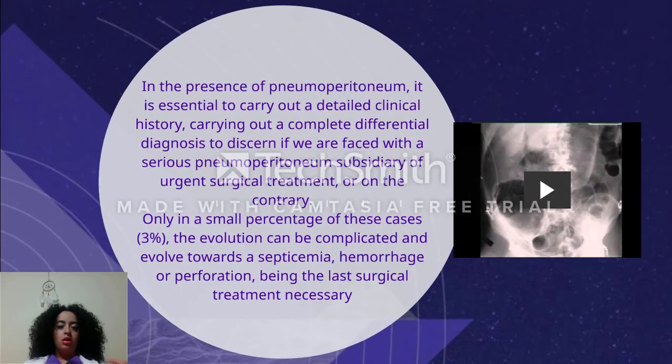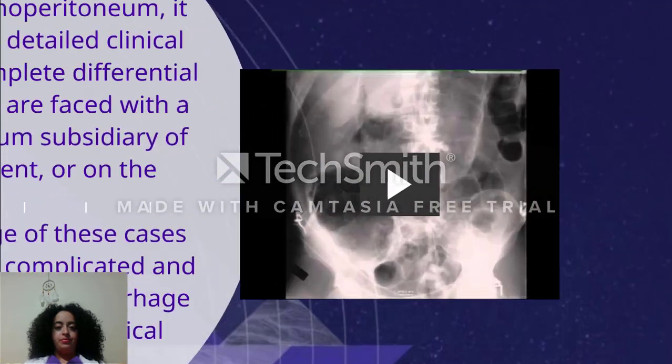In the conclusions, in the presence of pneumoperitoneum, it is essential to carry out a detailed clinical history and a complete differential diagnosis to discern whether we are faced with a serious pneumoperitoneum requiring urgent surgical treatment, or, on the contrary, only a small percentage of these cases, like 3%, the evolution can be complicated and evolve towards septicemia, hemorrhage, or perforation, the last requiring surgical treatment.